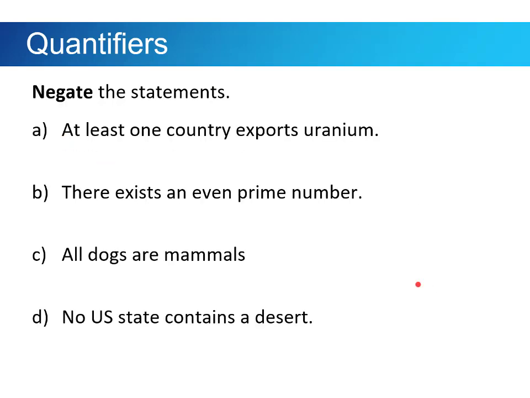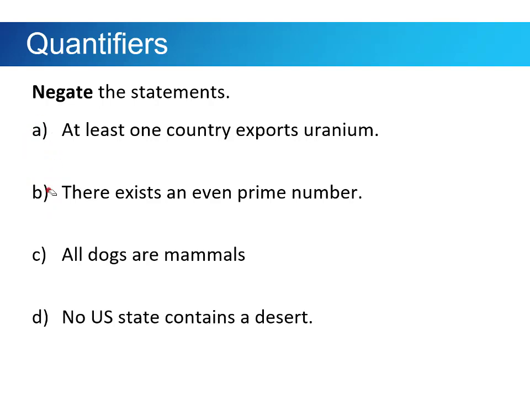One of the hard parts of working with quantifiers is negating them. Now, in arguments, we often need to do this. If someone makes a statement with a quantifier, like A, at least one country exports uranium, and if you don't think that's true, what will you say? What is the negation of that? Or if your friend says, for B, there exists an even prime number, and if you don't think that's true, what is your counter-argument? How do you express the negation of that?